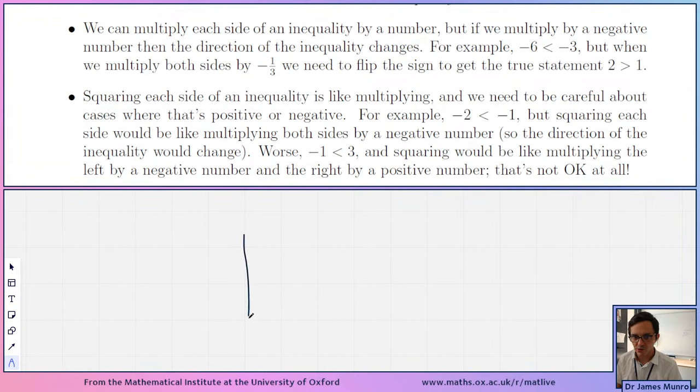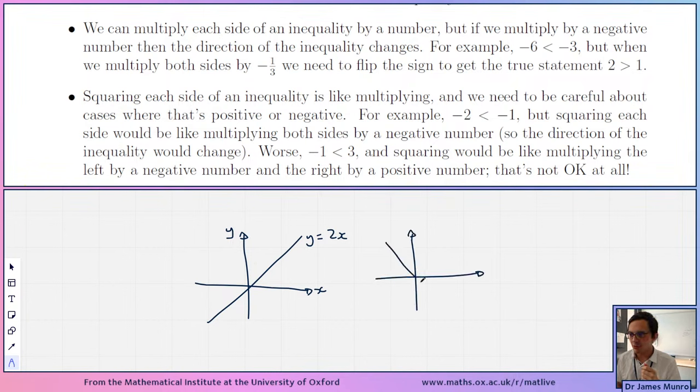let's say I've got a graph going. This is x, this is y. I draw in like y equals 2x. That's okay, that's an increasing function. So if I take a larger value of x, I get a larger value of y out. Bear with me.